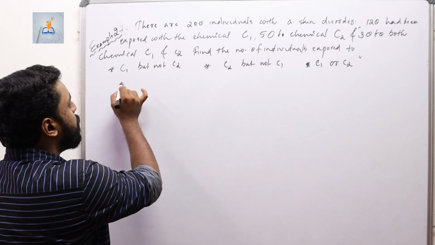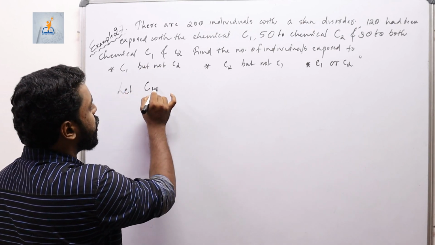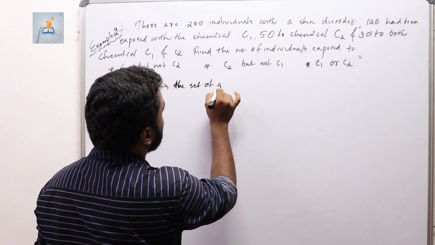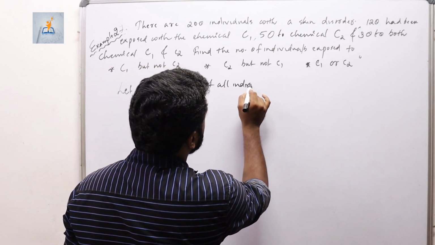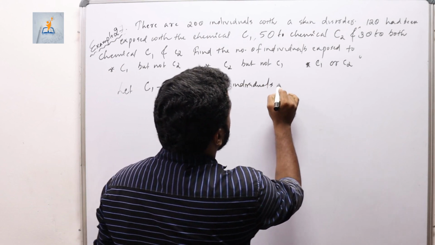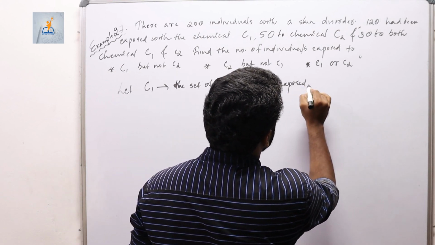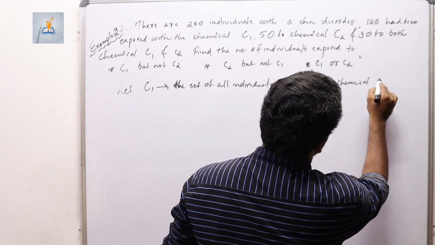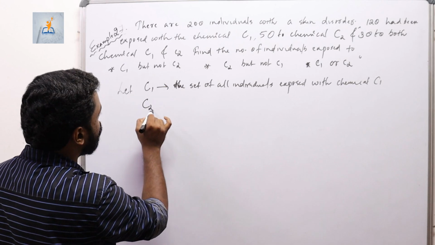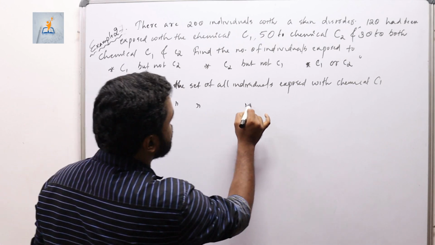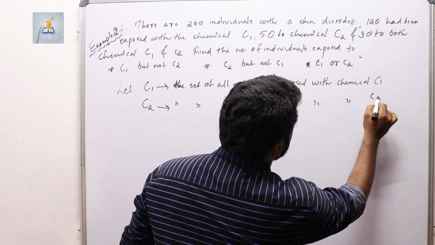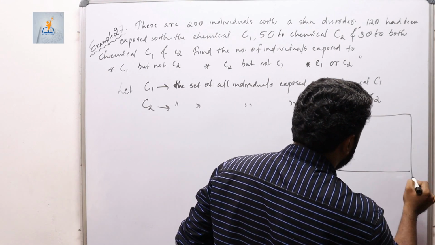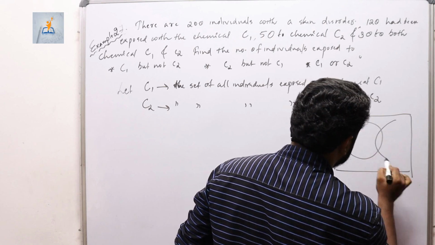First of all, let C1 denote the set of all individuals exposed to chemical C1, and similarly C2 denote the set of all individuals exposed to chemical C2. Let us draw the Venn diagram of this event as, let this be C1 and let this be C2.